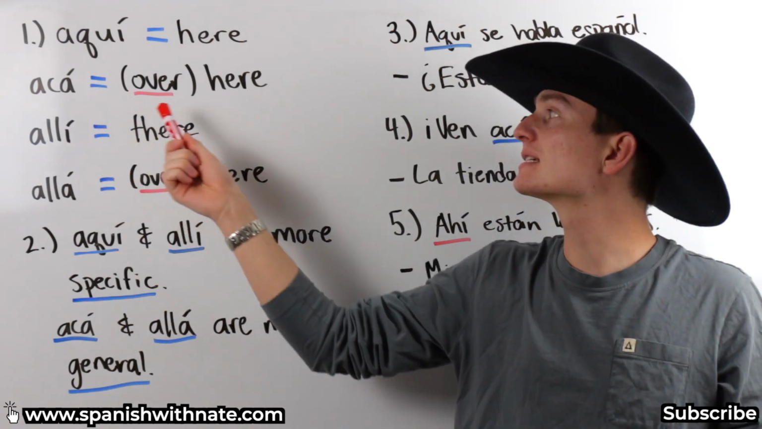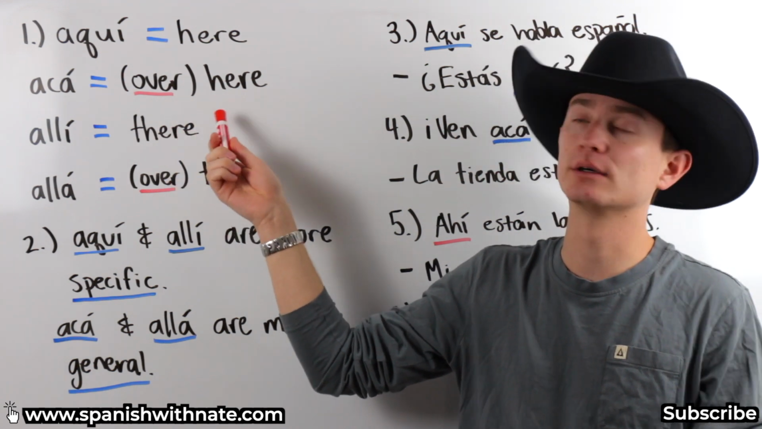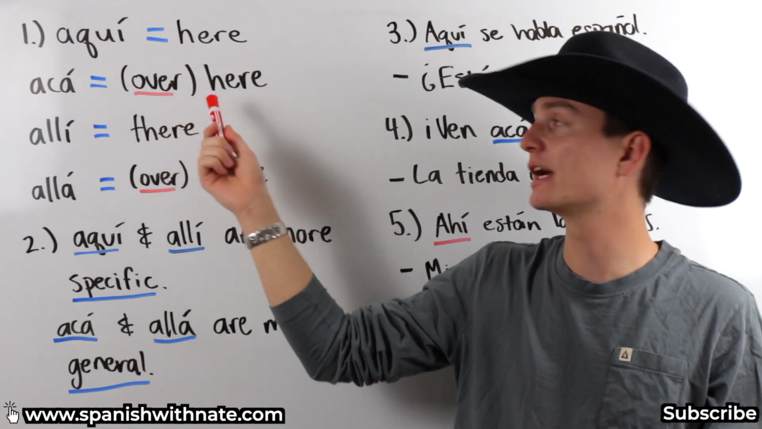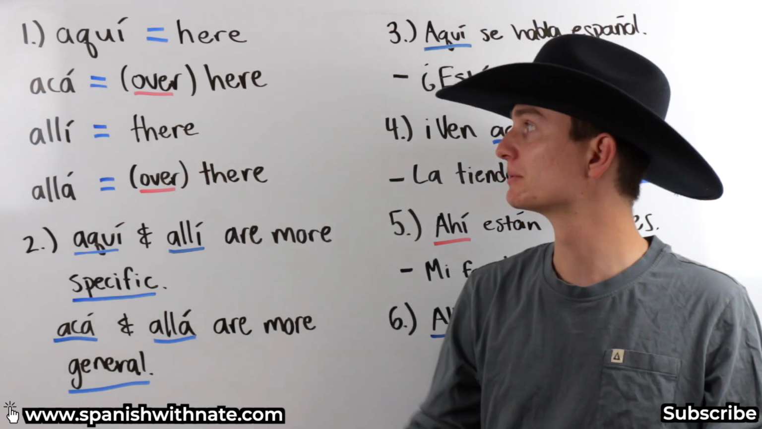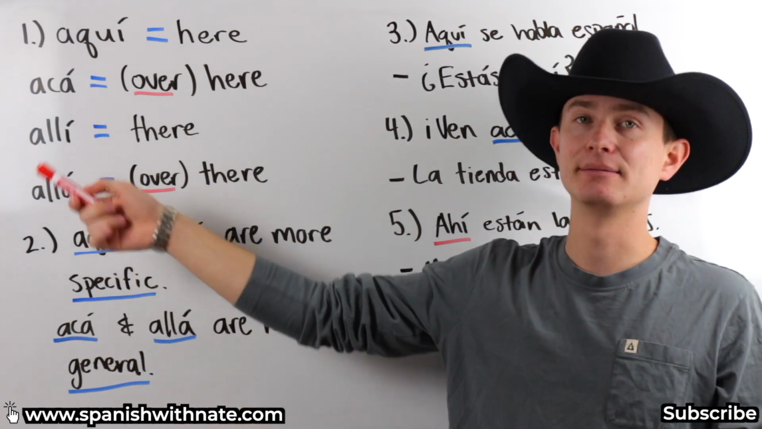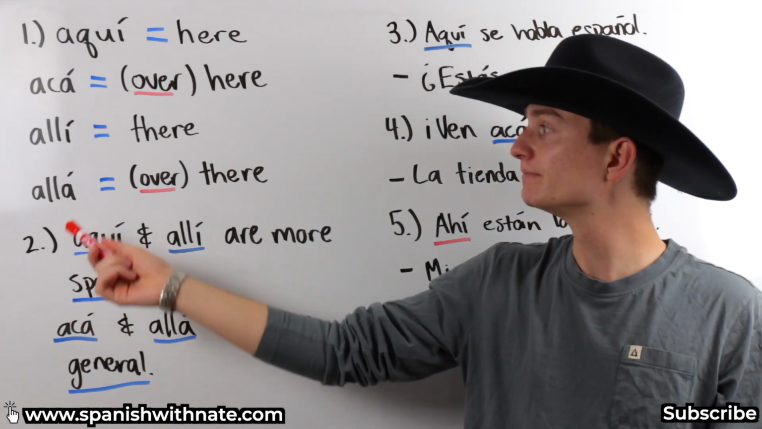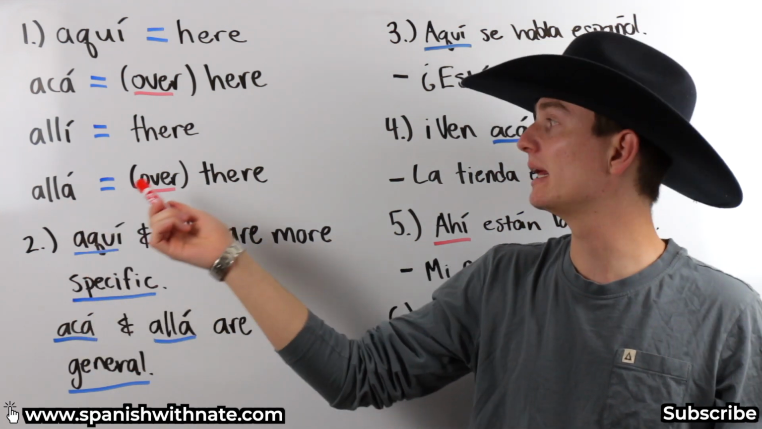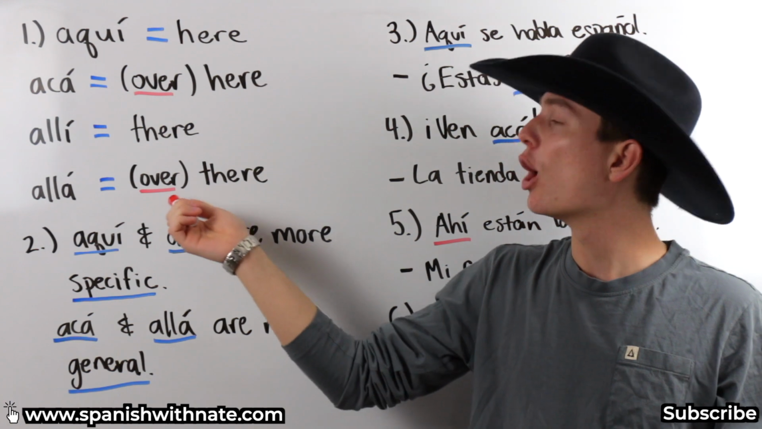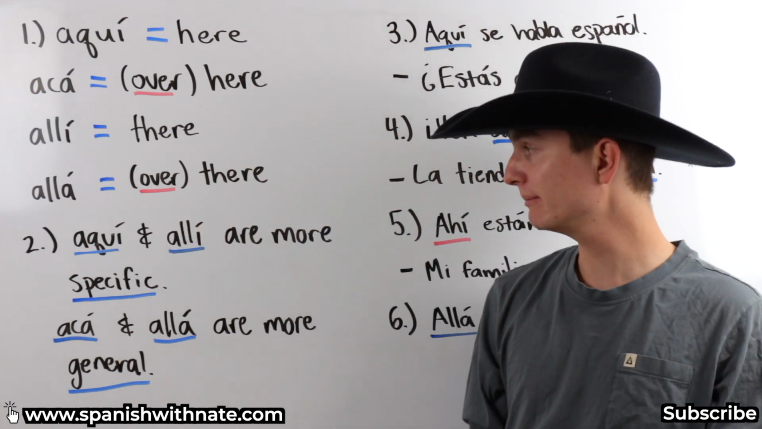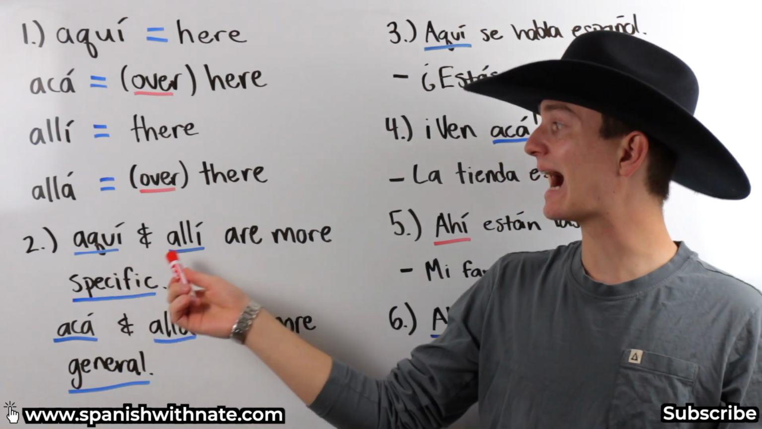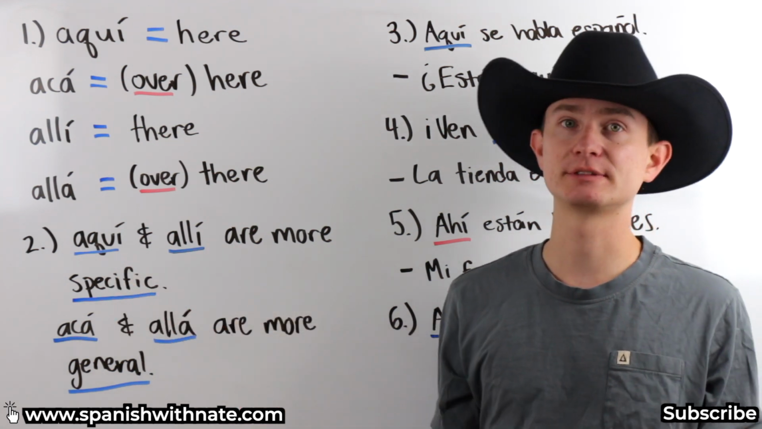Acá, okay? This is kind of the idea of over here or around here. Over here, around here is how we would think of this in English. Next, ahí, there, okay? The word there. And we have allá, meaning there as well, but mostly over there, around there, kind of in that general area, okay? So aquí and ahí are more specific, okay?